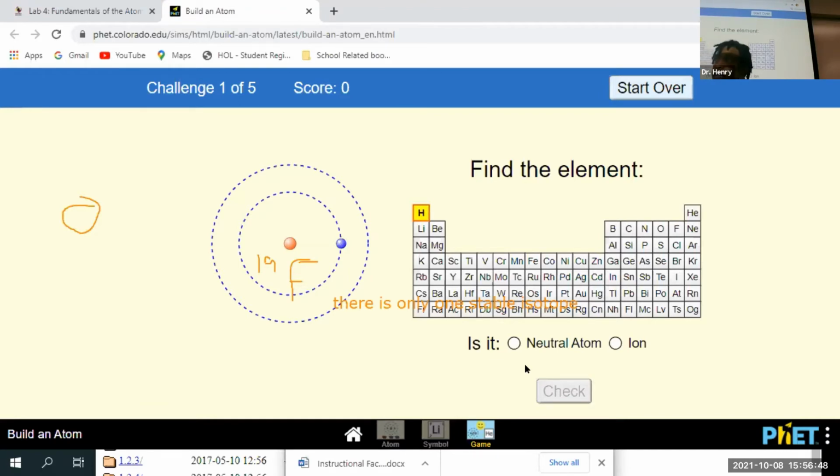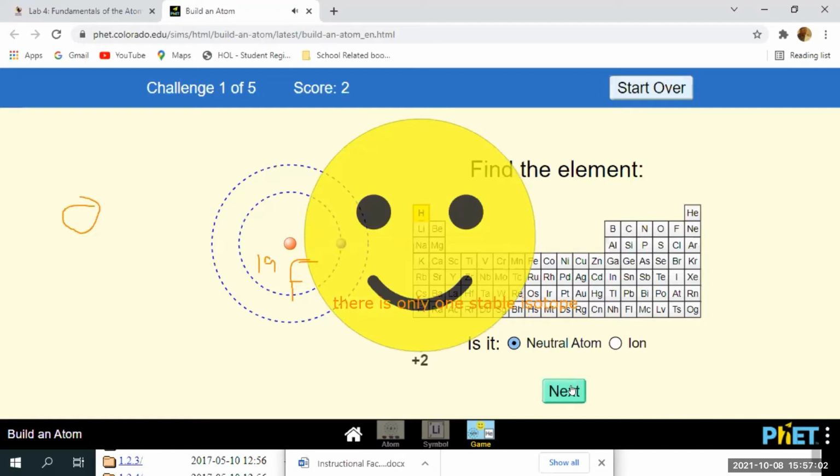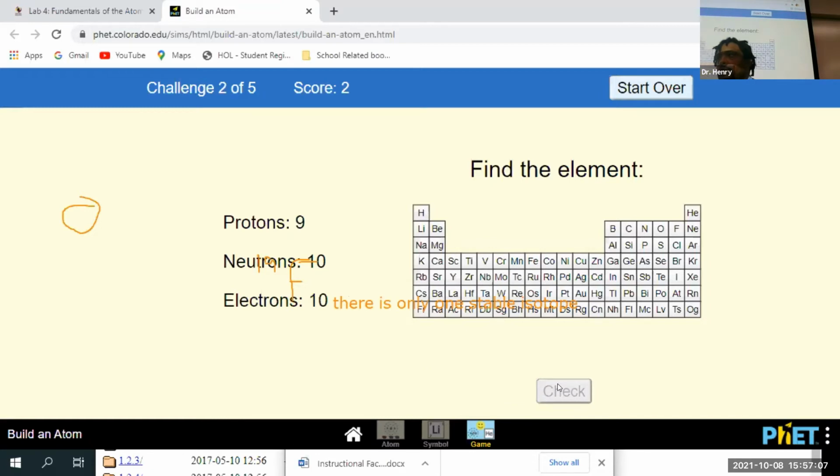And they ask, is it a neutral atom or is it an ion? It has one plus charge and one minus charge. Is that going to be neutral or is it going to be an ion? It's neutral. So I got it right. Okay, then I hit next. And so what I want to do is complete all 4 quizzes. So I'll have a screenshot at the very end with my score for each of the 4 quizzes. And then I'm going to include that in my lab report.